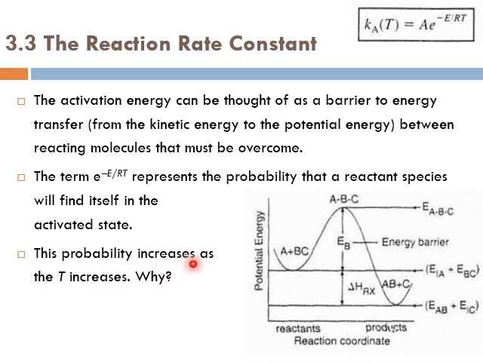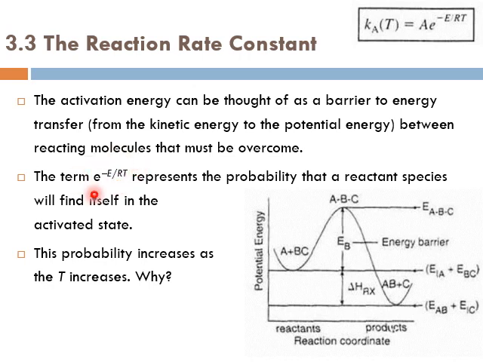Obviously this probability increases as the temperature increases, because if you have high temperature, that means the kinetic energy of A is high, the kinetic energy of BC is high, so there are more chances that a collision between these molecules would have enough energy to overcome the steric and the electron repulsion and to distort the bond between B and C in order to form this activated species. Therefore, the higher the temperature, the larger the value of this term, and you can mathematically prove it.